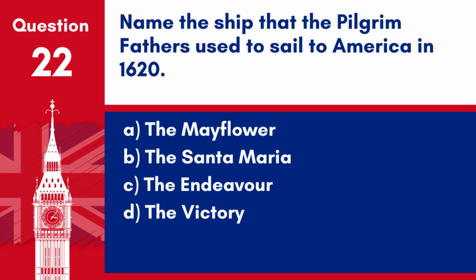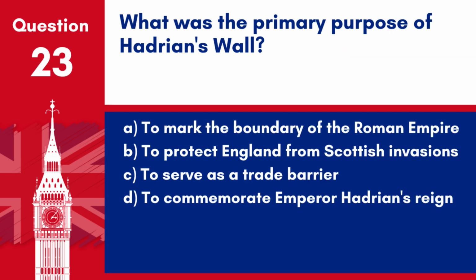Answer: A. The Mayflower. The ship that the Pilgrim Fathers used to sail to America in 1620 was the Mayflower. Question 23. What was the primary purpose of Hadrian's Wall? A. To mark the boundary of the Roman Empire. B. To protect England from Scottish invasions. C. To serve as a trade barrier. D. To commemorate Emperor Hadrian's reign.